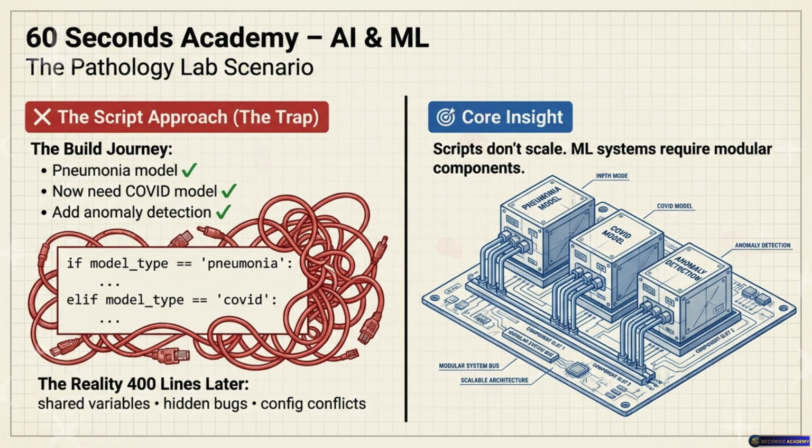And that's where the pain starts. Yeah, you try to manage all of this with this massive script using basic if statements. You know the exact kind I'm talking about, like if model type equals pneumonia, run this pre-processing block. Oh, yeah. If model type equals COVID, load these specific weights. Right. And fast forward a few months, and 400 lines later, your script has entirely collapsed into this tangled mess of shared variables, hidden bugs, and config conflicts.